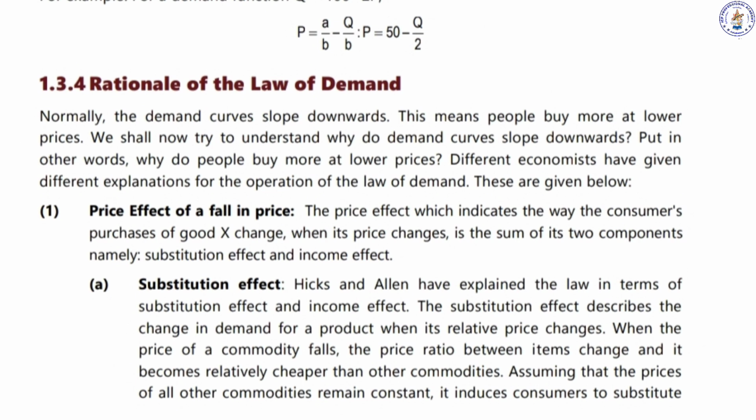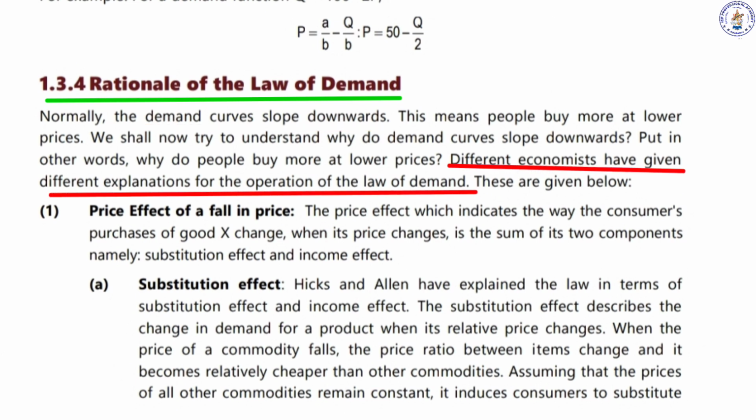Now the next side heading, rationale of the law of demand. What is rationale? Justification. Why does the demand curve slope downwards? We see that it is an inverse relationship. It goes from the higher quantity to the lower quantity as the price increases on the x-axis. Why does this happen? Different economists have explained it in different ways. Let us look into one after the other.